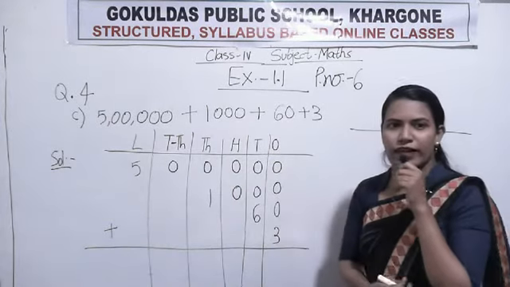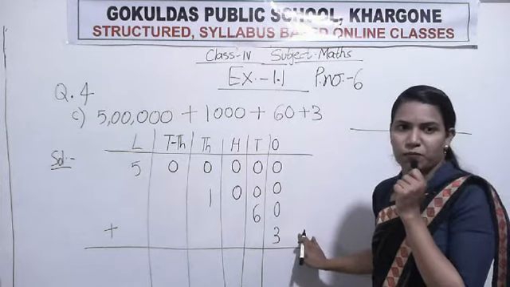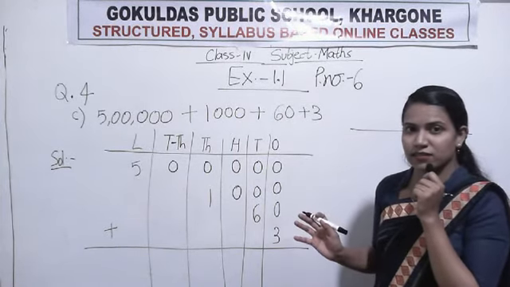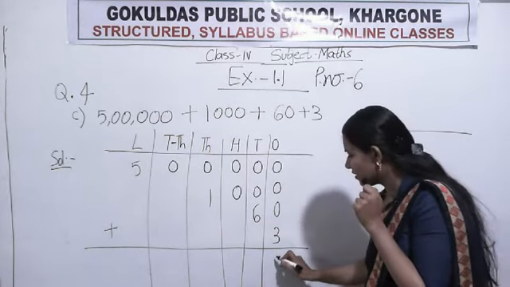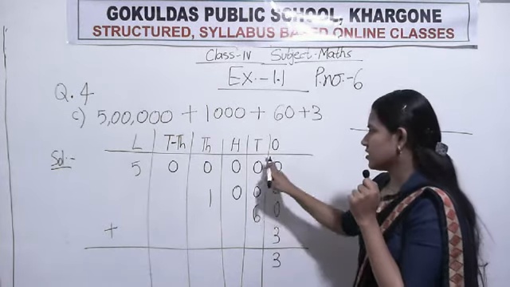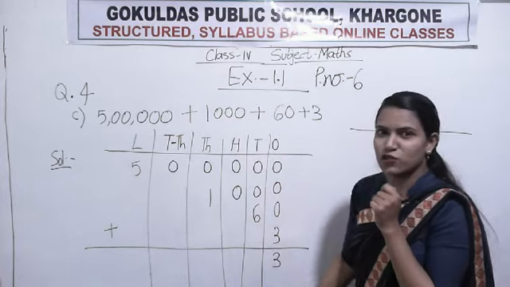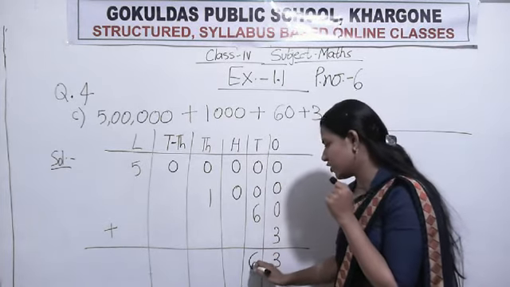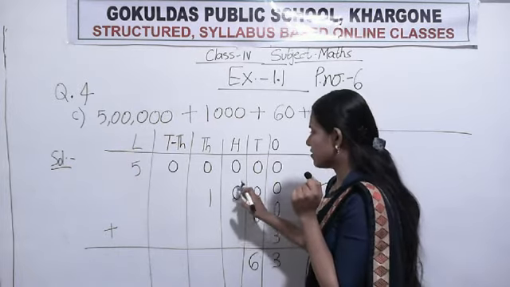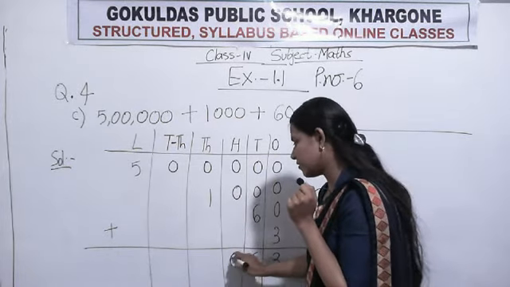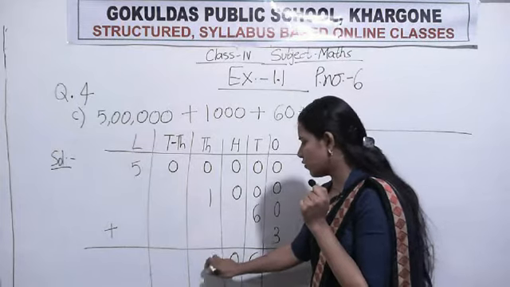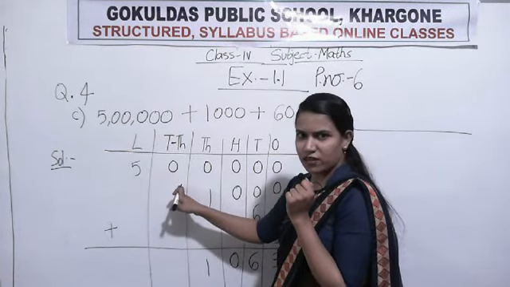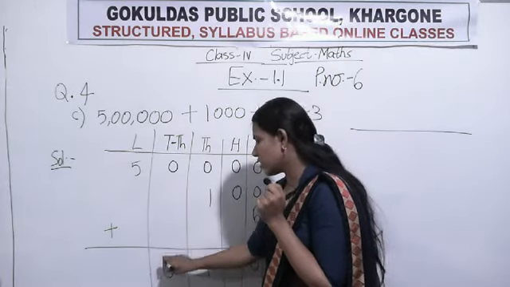Okay. Now let's move to the addition part. 0 plus 0 plus 0 plus 3. What will you get? You will get only 3. Good. Then 0 plus 0 plus 6. What will you get? Good, you will get 6. Next 0 plus 0. Nothing. 0. 0 plus 1. 1. Now here you can see that no digits are there and only 0 is there. So you will put 0.